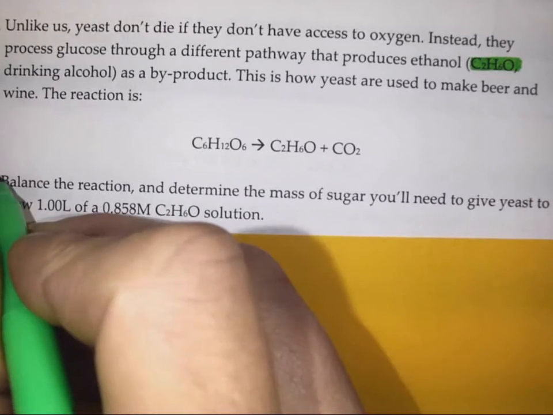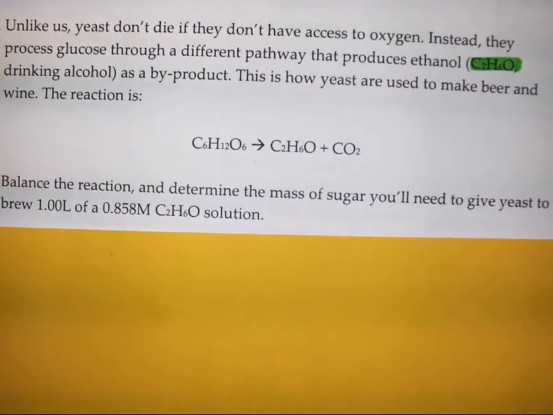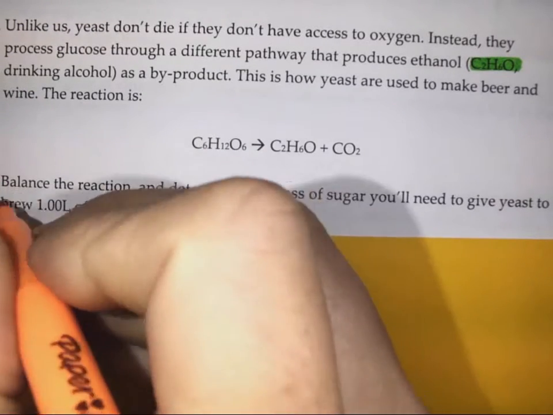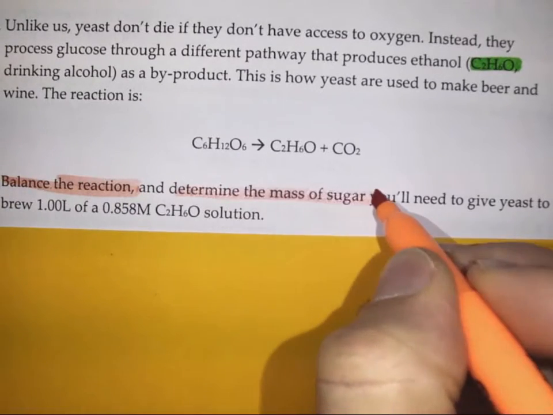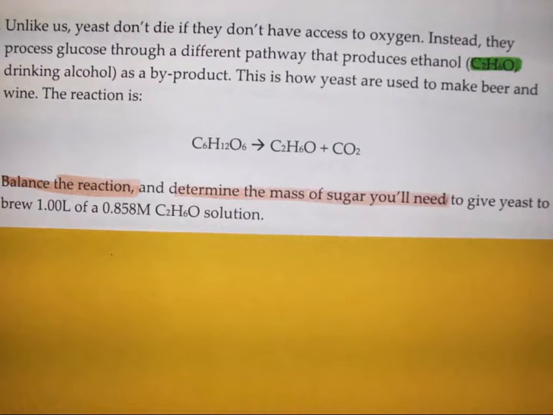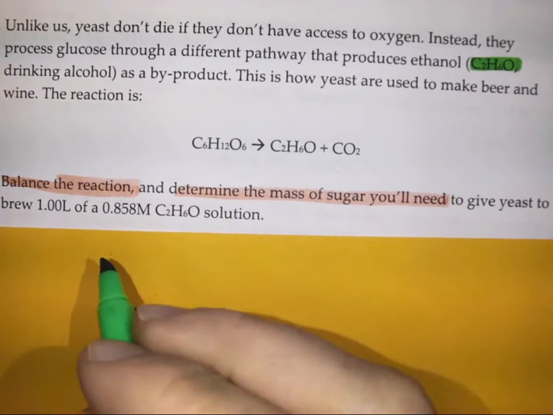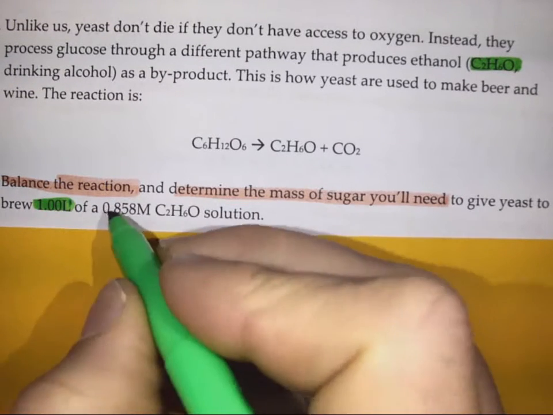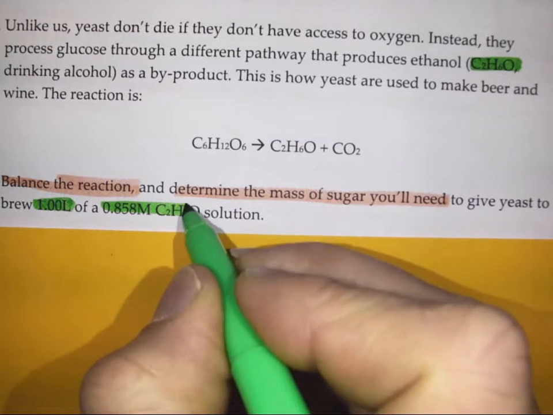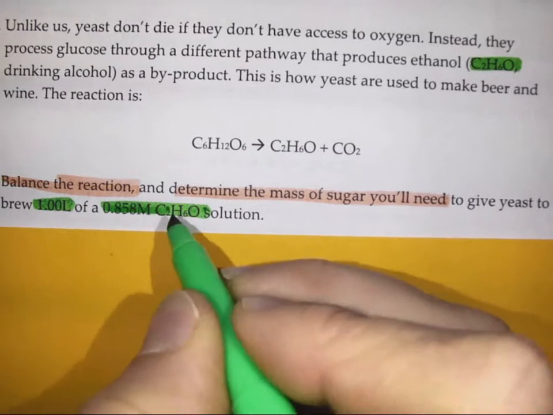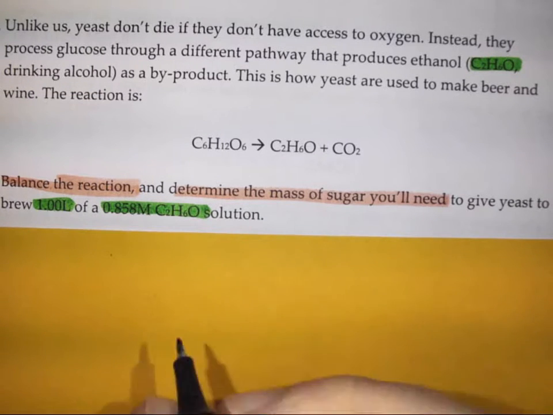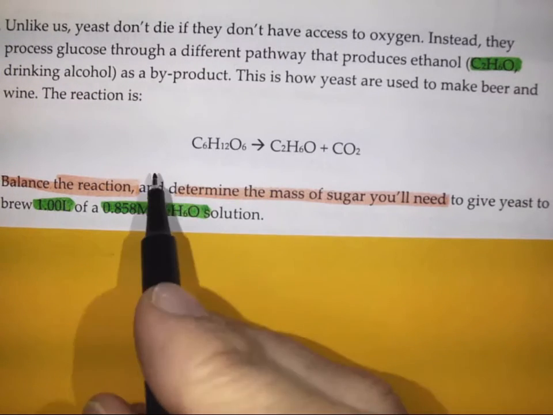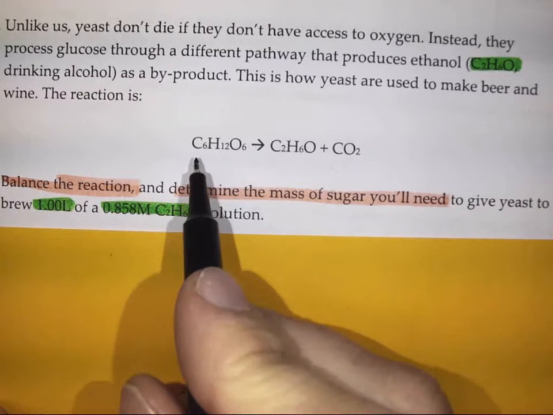All right, and then what else do we know? We want to balance the reactions. That's what we're asked for. And so we'll balance the reaction and then determine the mass of sugar we'll need if we want to brew 1 liter with a certain concentration of ethanol, which is actually about 5% ethanol if you convert it, which is about the concentration of a typical beer. All right, so first things first, we're going to balance the reaction.